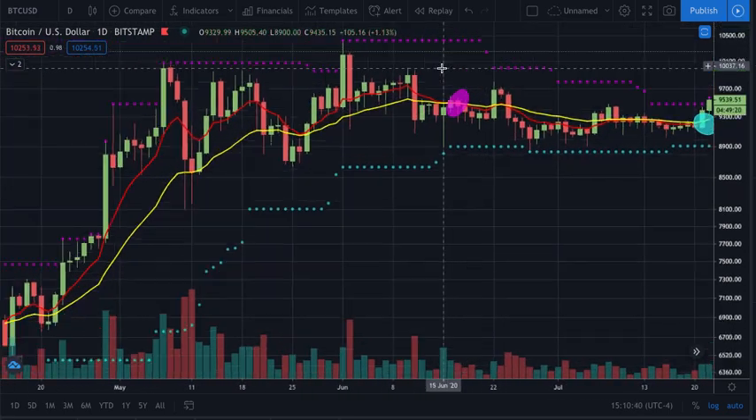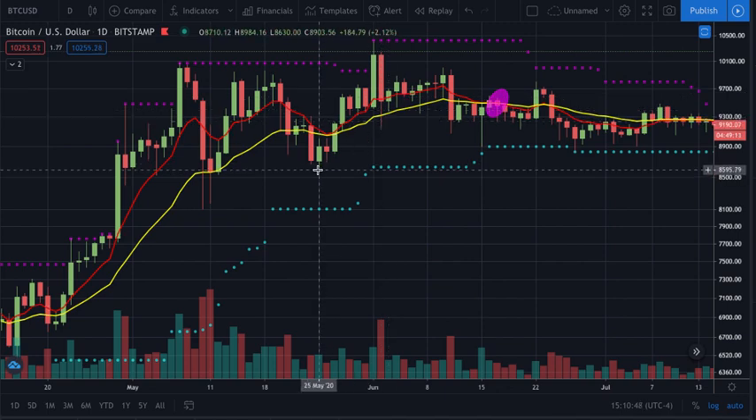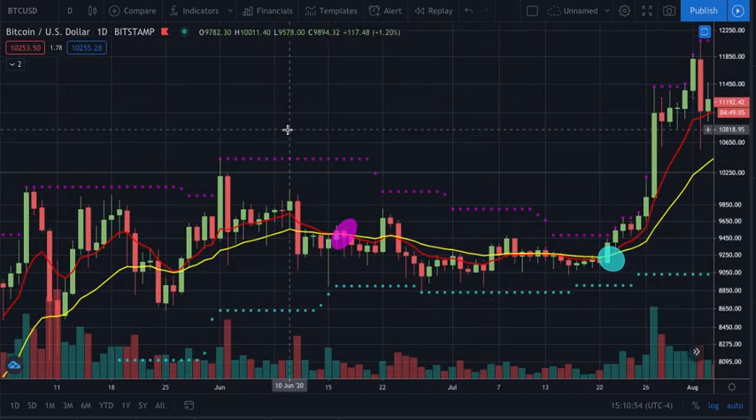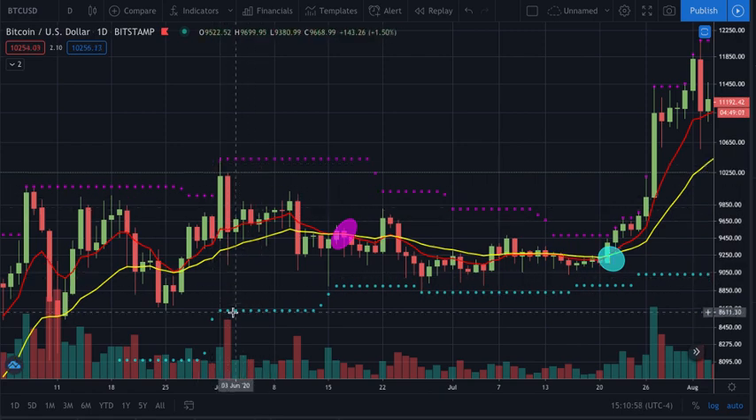And all it does is, once you take out the previous one, it puts the new one at the top of that one. It puts the new one at the bottom of the previous one. Okay? So as that happens, it's just creating a range for us to trade in. So we know when we're at the top of this range, we're likely to max out. We know when we're at the bottom of this range, we're likely to max out.